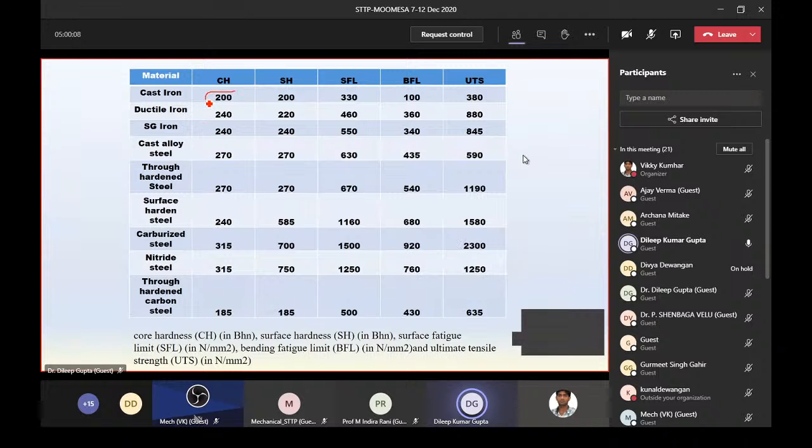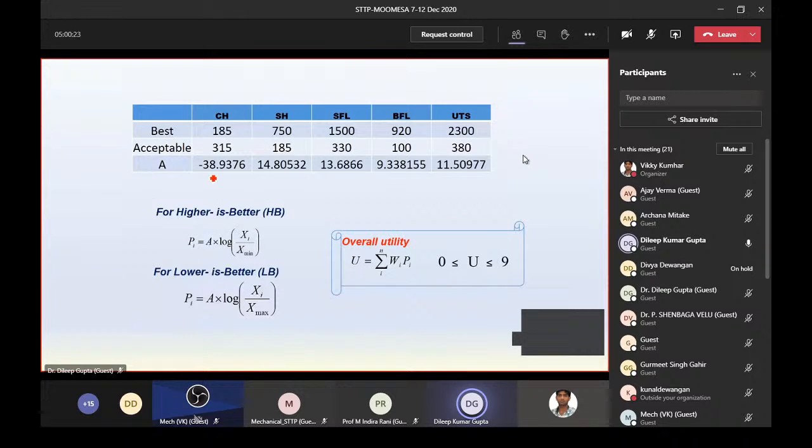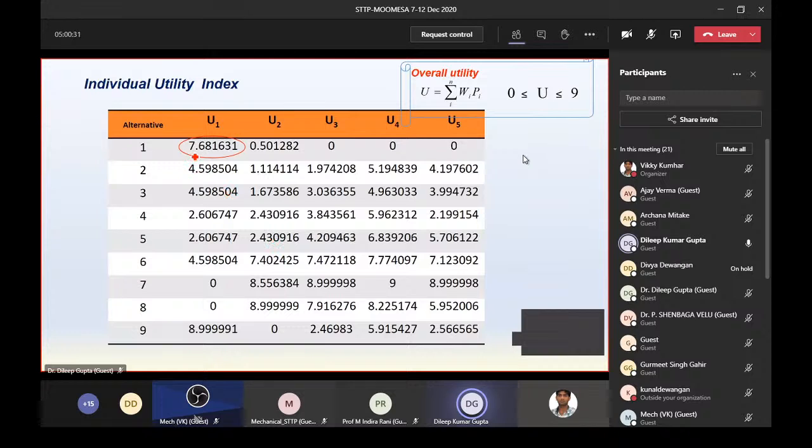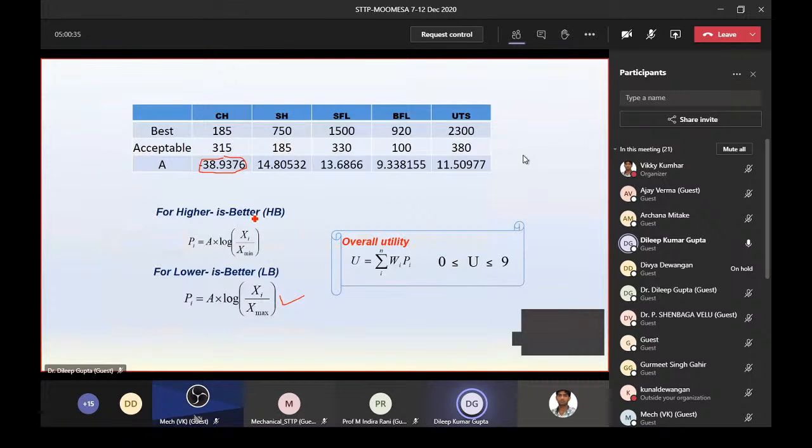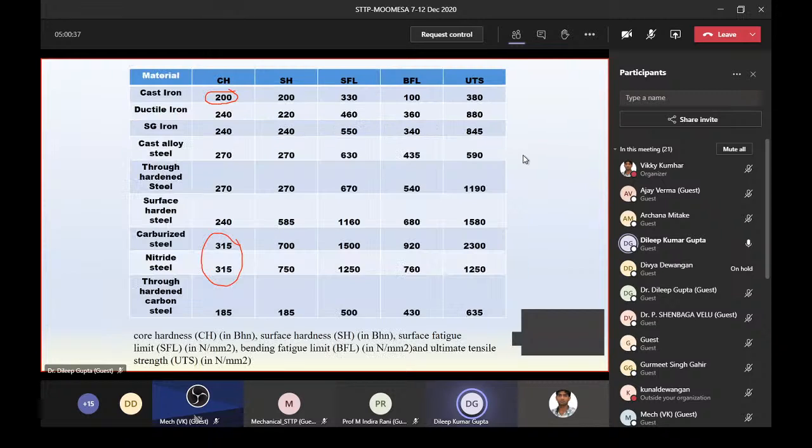So this is the value of xi. X maximum, you can say, is coming 315 in two places. No need to worry anyway. So xi is 200, x maximum is 315. The A value will be taken from here. So we'll use this equation and you will get a particular value, 7.6819. Can you just calculate this one? Are you getting this or not?